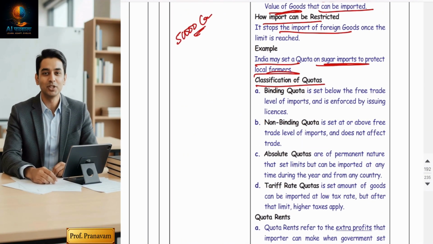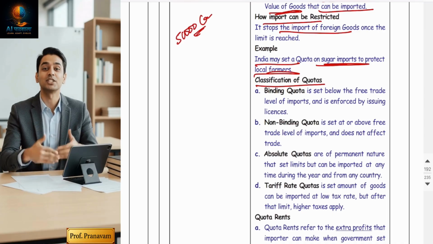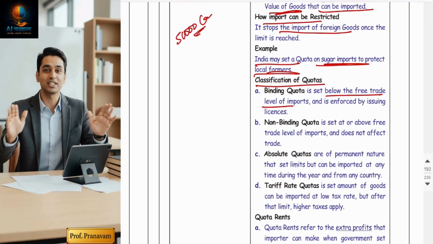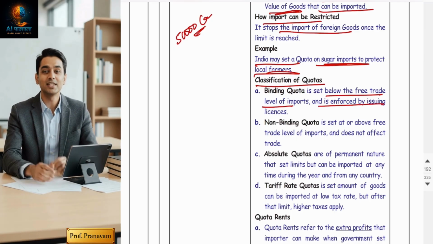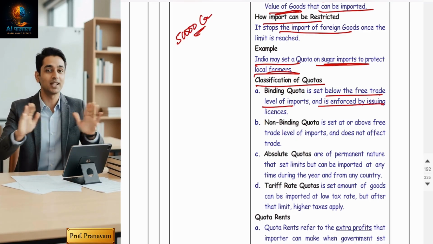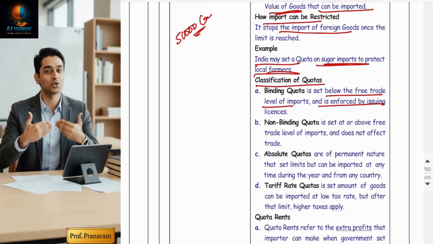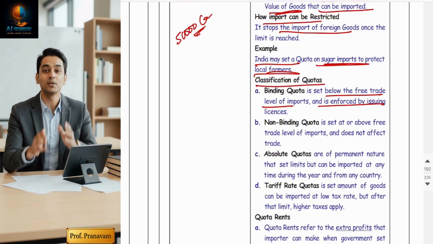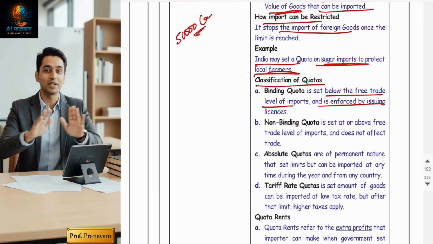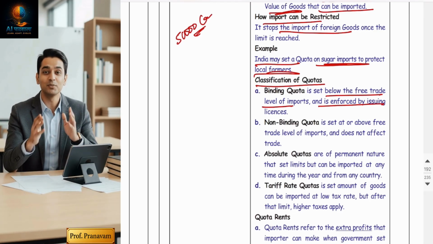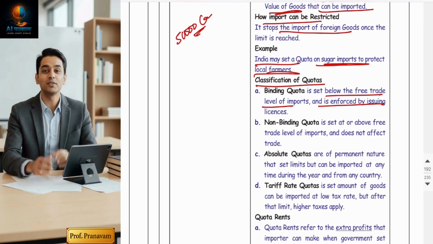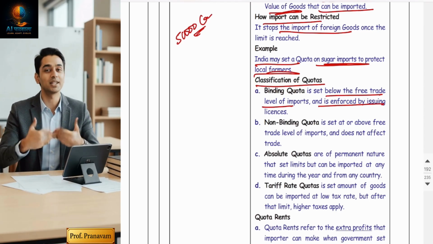First is binding quota. Guys, a binding quota is set below the free trade level for imports, enforced through licenses. Enforced through licenses means the government issues the licenses. The government never imports the goods; always in India, businessmen import the goods. So in a binding quota, the government will issue licenses to some of the sellers. Those who got the license, only they can import; otherwise they cannot import it.